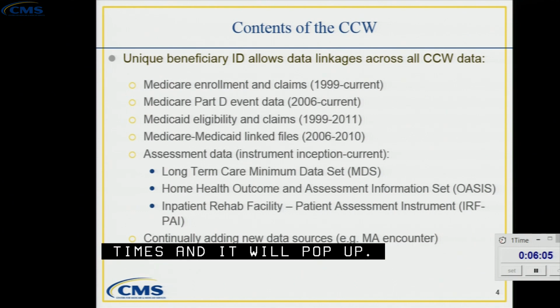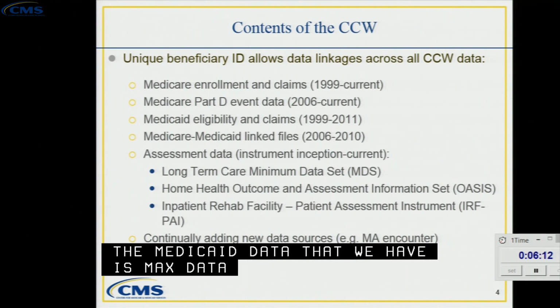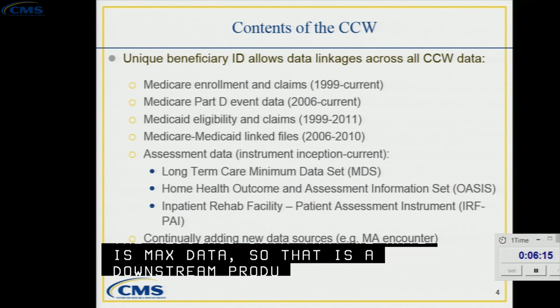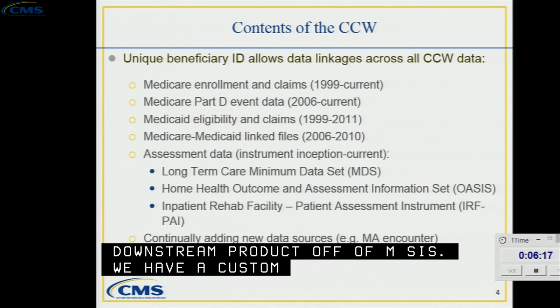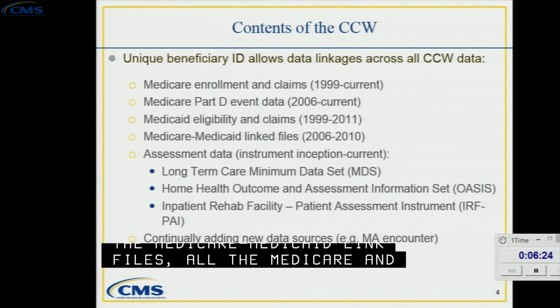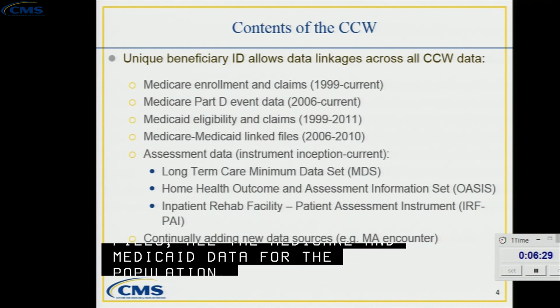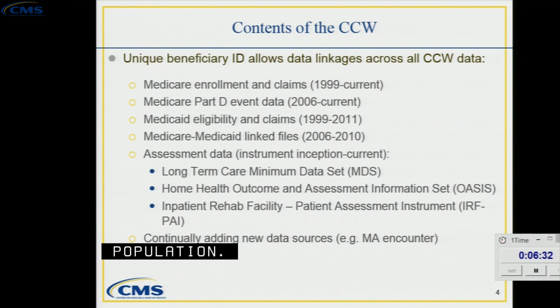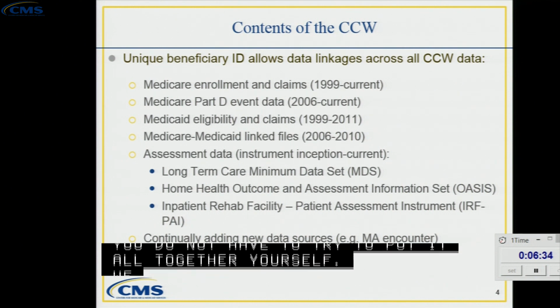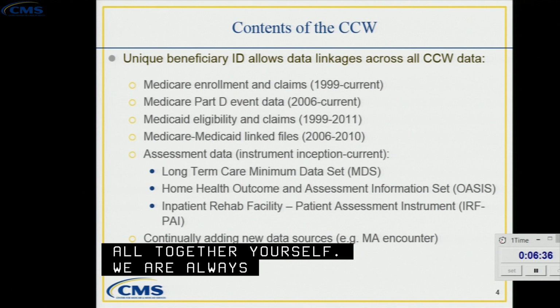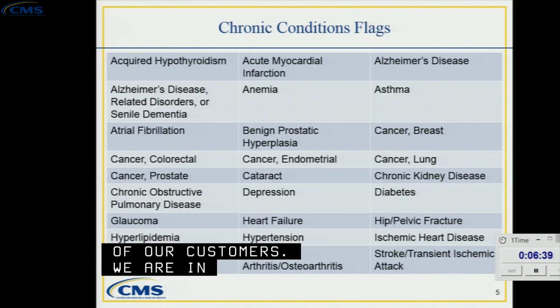The Medicaid data we have is MAX data. So that's a downstream product off of MSIS. We have a customized product that actually MMCO, the duals office, created. It's the Medicare-Medicaid link files. So that's all the Medicare and Medicaid utilization for the dually eligible population. So you don't have to try to put it all together yourself. And then all the assessment types, and we're always adding new data sources depending on the business needs of our customers. So right now we're loading MA encounter data. We're in negotiations for TMSIS. We've loaded risk score data, things like that.